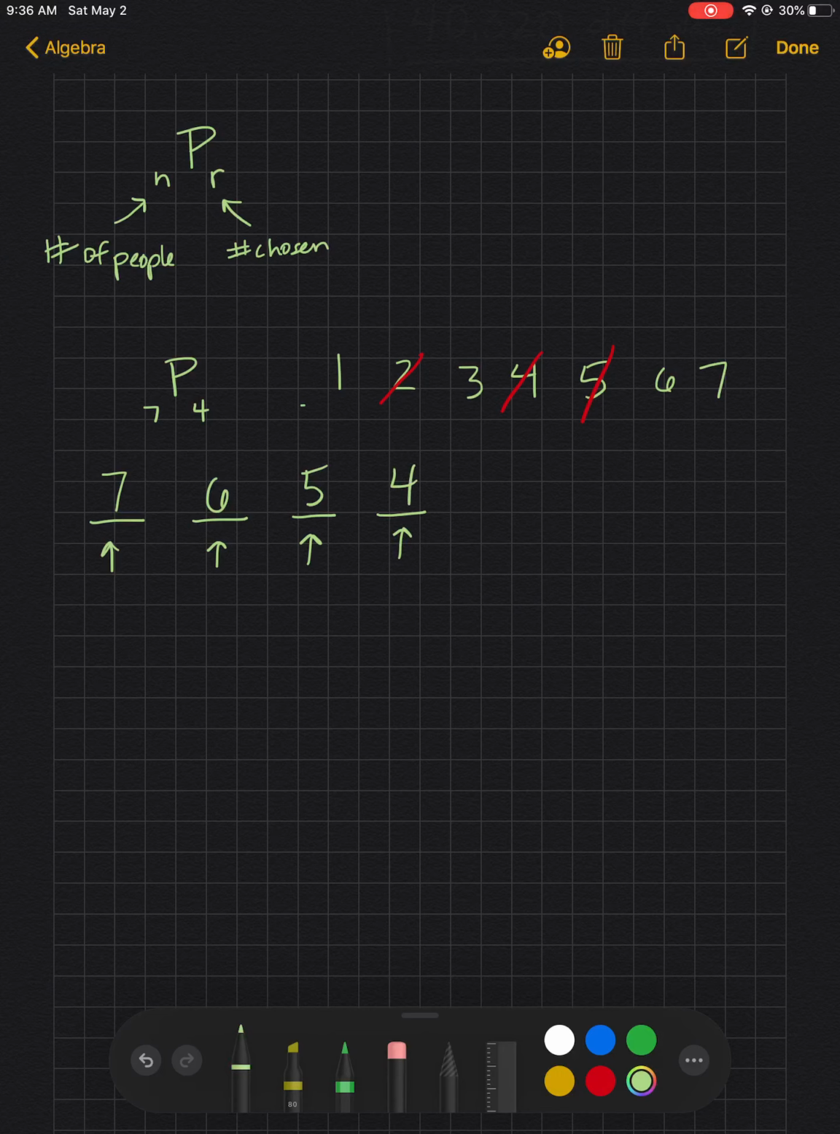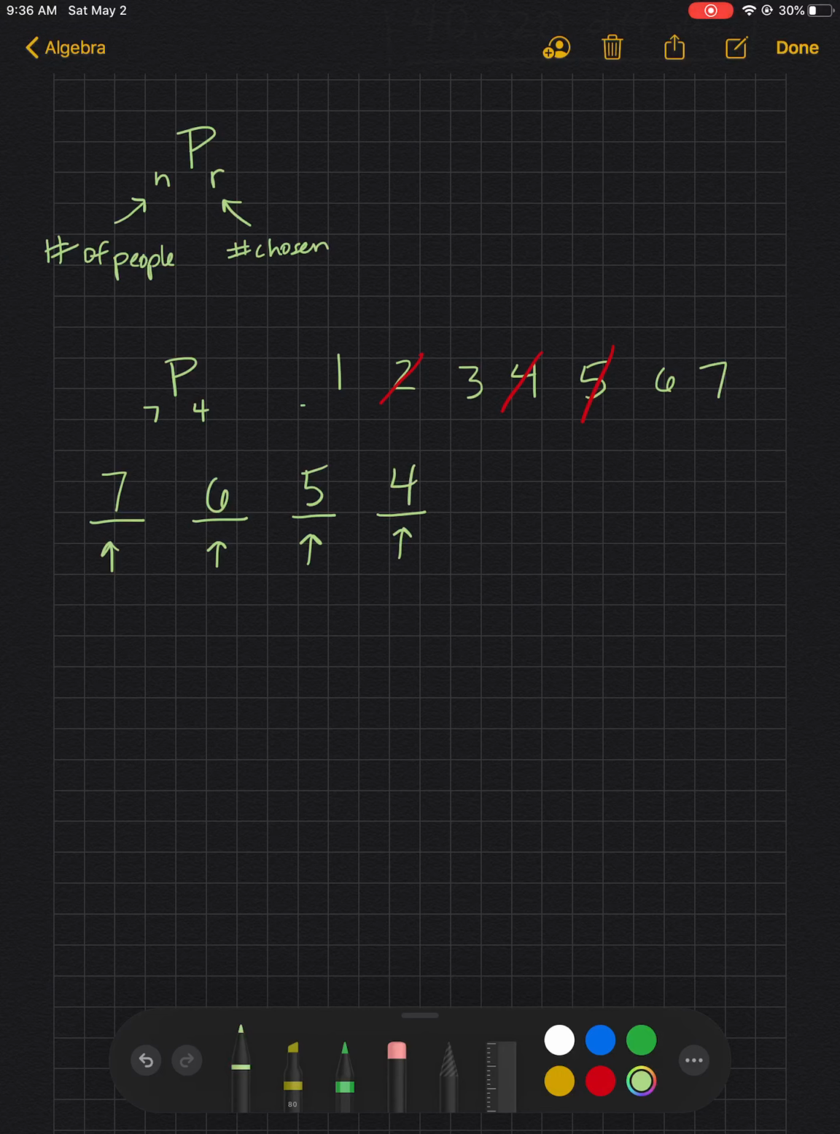So this number tells us how many people there are. This number tells us how many of them we need at a time. And so that's just 4. So we stop when we get 4 factors. So this one is 7 times 6 times 5 times 4. And that will be 7 times 6 times 5 times 4 gets me 840. Okay? So that's all this little notation means. It just tells you where to start and how many to do.